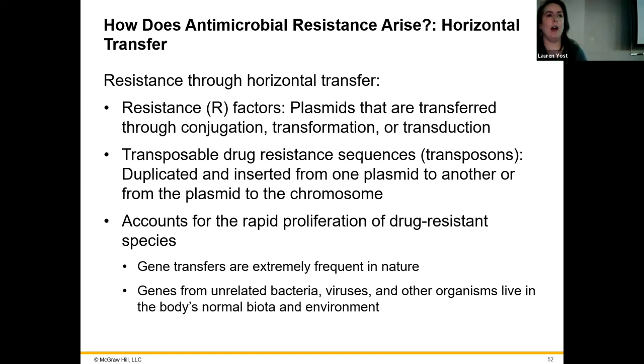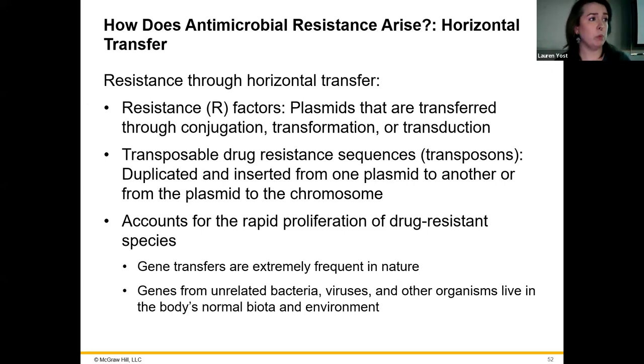All right. If you have acquired some sort of gene from somebody else that allows you to be resistant, we call that a resistance factor. A lot of times this is going to be a plasmid, just like the plasmid we learned about, but it won't have been engineered. It's just a naturally occurring plasmid, right? So resistance factors are usually plasmids transferred through conjugation. Remember, that's going to be through the sex pilus. They're going to transfer that copy of the plasmid to the next cell.